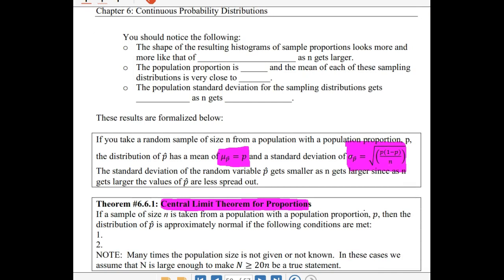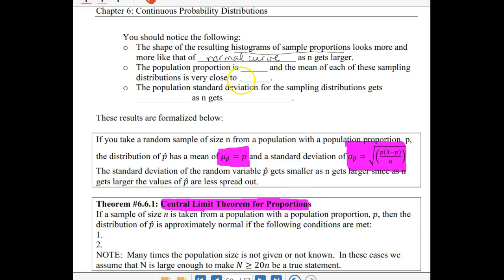Alright, so now this next page. In comparing those three graphs on the previous page, we should notice the following. First off, the shape of the resulting histogram of those sample proportions looks more and more like that of a normal curve as n gets larger. All of them had a curve to them, but that first graph had lots of gaps in it that were filled as we made n larger and larger.